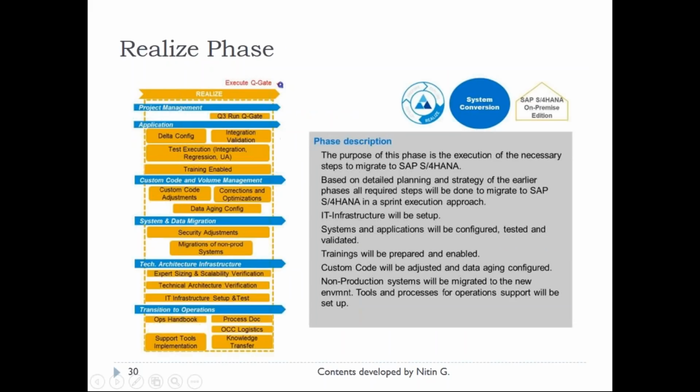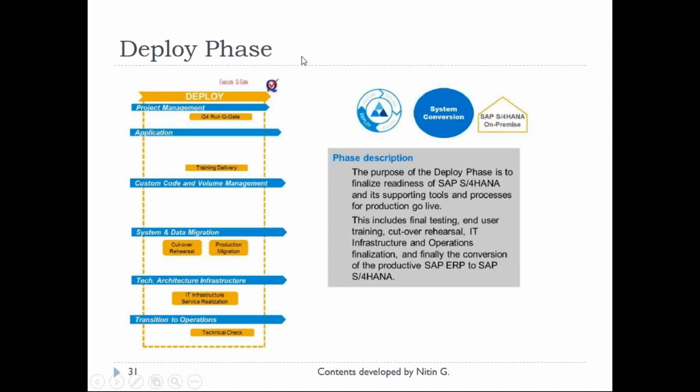If you go to the next phase, which is the realize phase, here you do all the configuration. If you see delta configuration, integration validation, test execution. So basically, prepare, migrate, and post migration, all those steps are done in the realize phase, in the quality environment, test or quality, whatever. Similarly, all those phases are repeated in the deploy phase, only in the production environment.